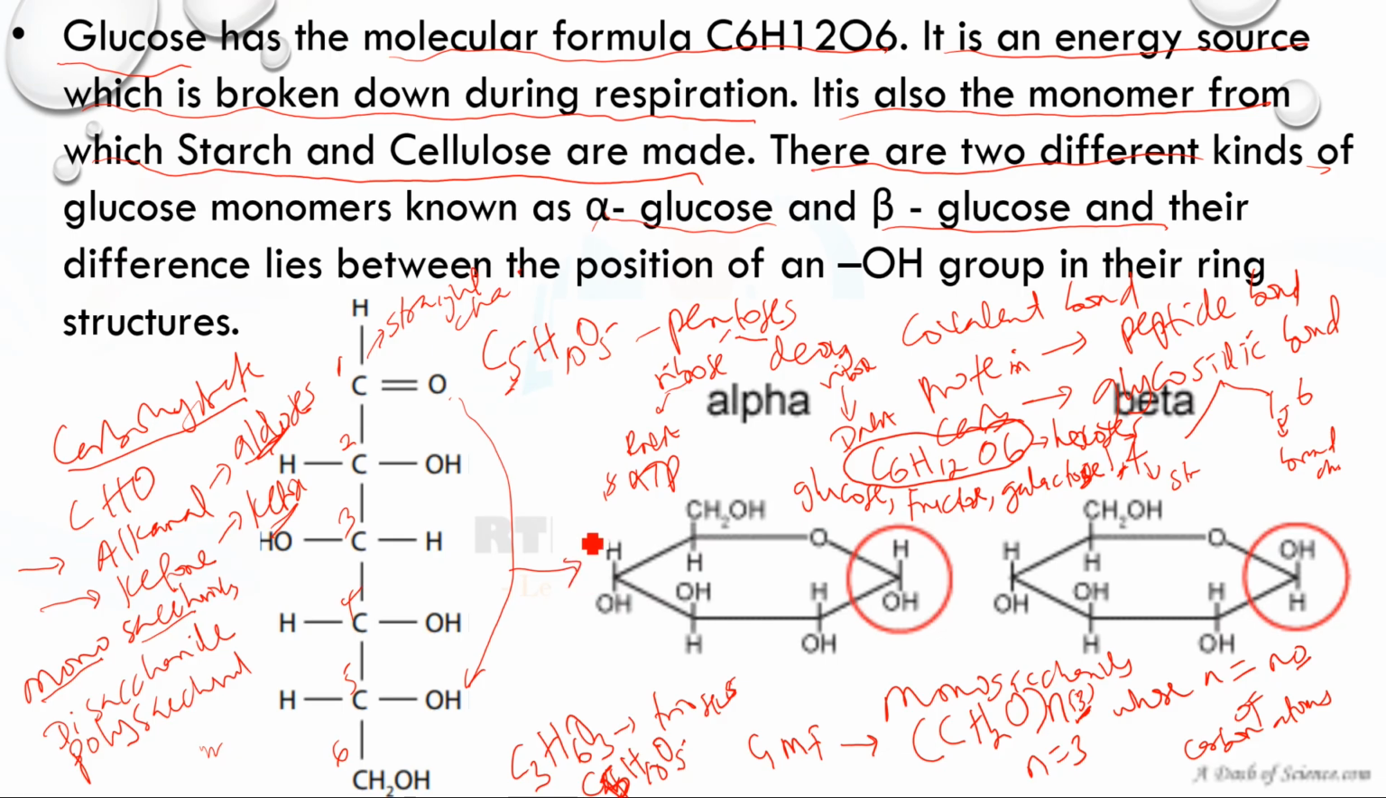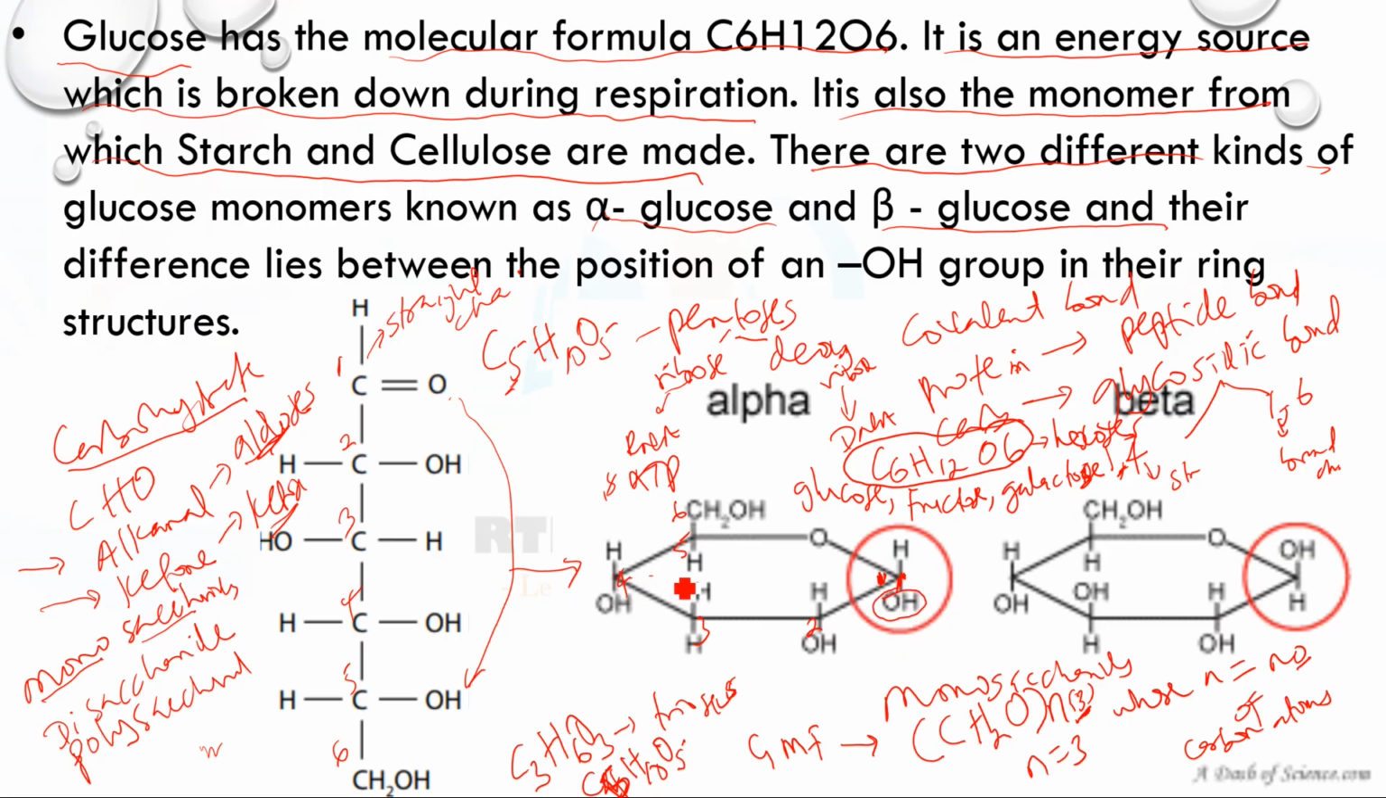That gives us a ring structure. So if you check, this is carbon atom 1 here, carbon atom 2 is here, 3 is here, 4 is here, 5 is here, and this is the sixth one. So if you check the first carbon atom, the OH attached to that first carbon atom is below.